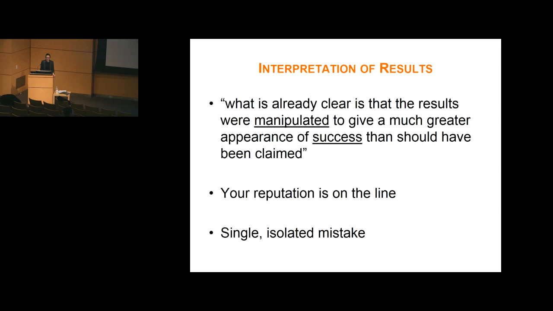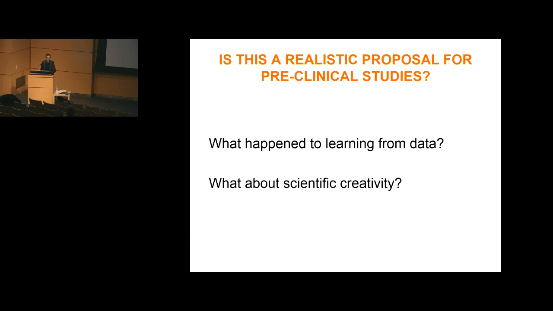So the point of this example is that even in clinical trials where human subjects are involved and we don't expect this kind of mistakes, they still happen. And there is a difference between honest mistake when it happens versus manipulation of the data to give a much greater appearance of success. So a single isolated mistake can also always be explained and identified in a follow-up paper, but misconduct is a different thing and your reputation is on the line. So as I mentioned earlier, there is debate whether preclinical studies should be at the same standards as clinical studies, because this is where we learn from the data.